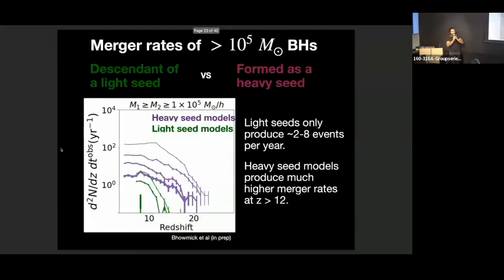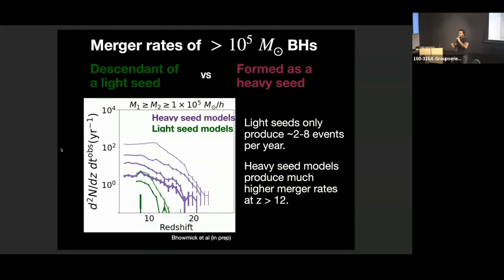And finally, I would like to demonstrate the power of this novel flexible approach, where we are able to take a relatively low resolution simulation, which simulates only down to 10 to the power 5 solar masses, and still be able to distinguish between whether these black holes originated as descendants of light seeds or formed directly as heavy seeds. And here I'm showing the merger rates for a set of light seed versus heavy seed models. And we show that regardless of these individual variations, the heavy seeds tend to categorically produce much higher merger rates compared to the light seeds, particularly at redshifts greater than 12.